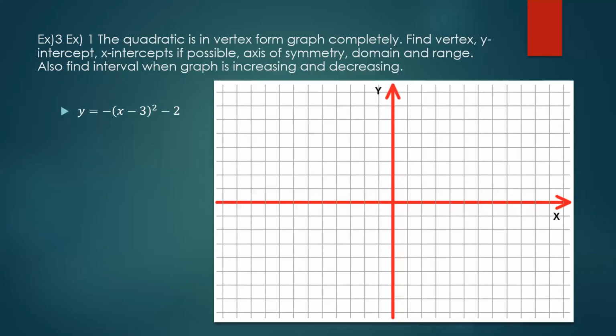Hello, this is part 3 of graphing quadratic functions in vertex form. So let's graph this one. It is in vertex form. We've got to find the vertex, y-intercept, x-intercept if possible, axis of symmetry, domain, range, and intervals where the graph is increasing and decreasing.